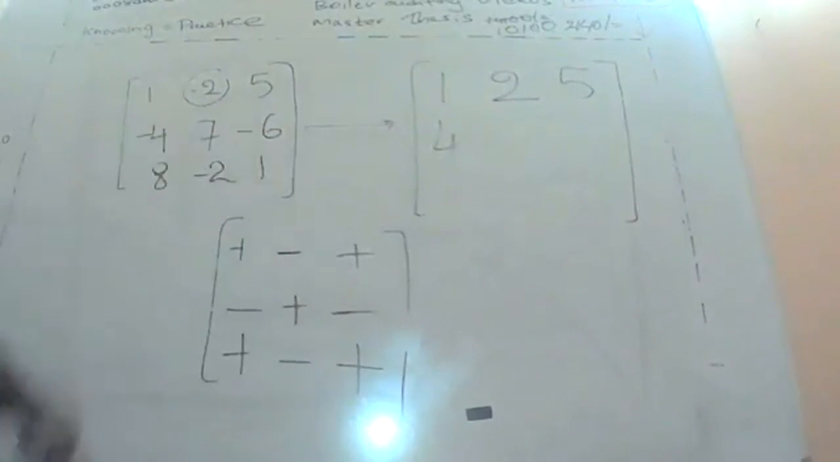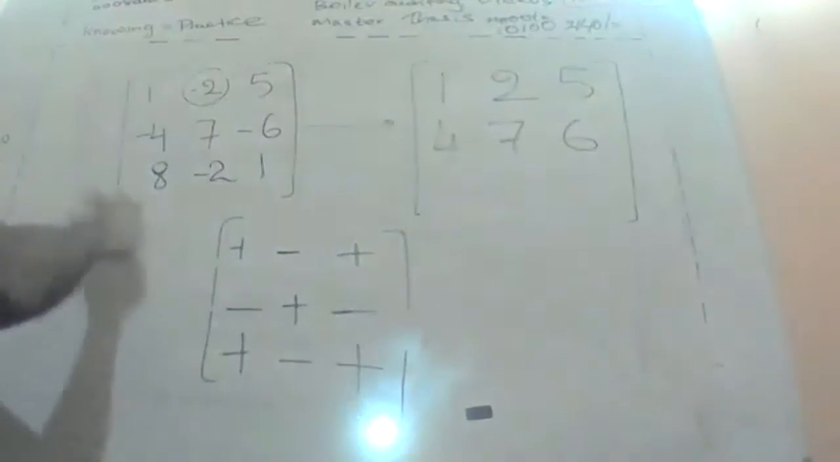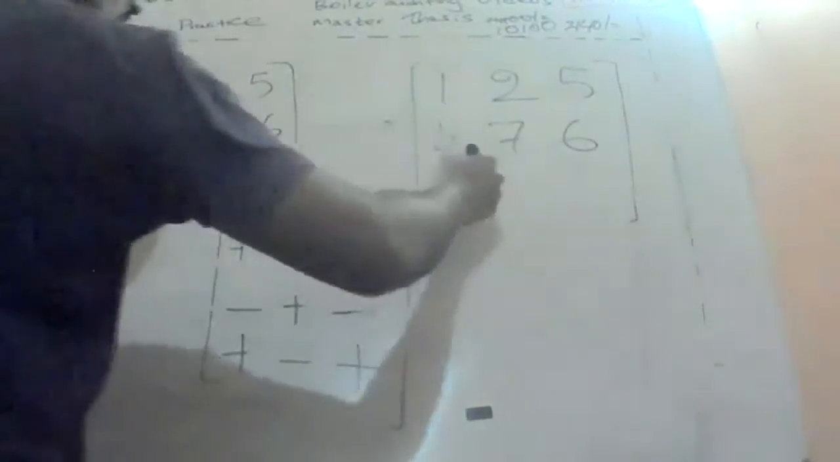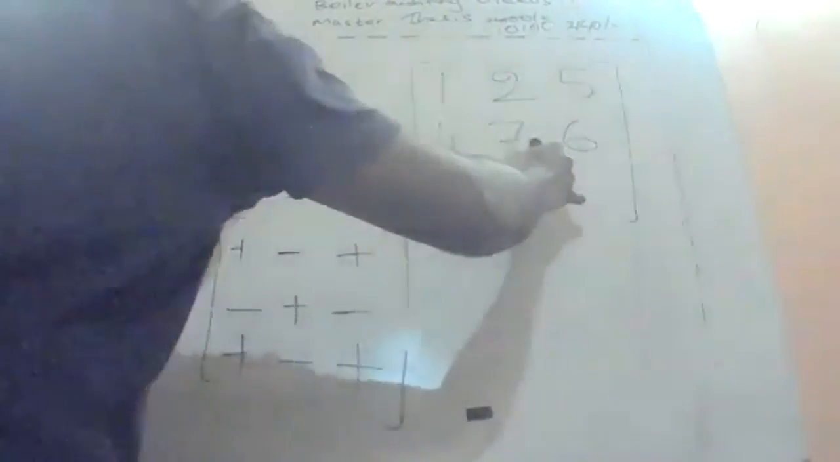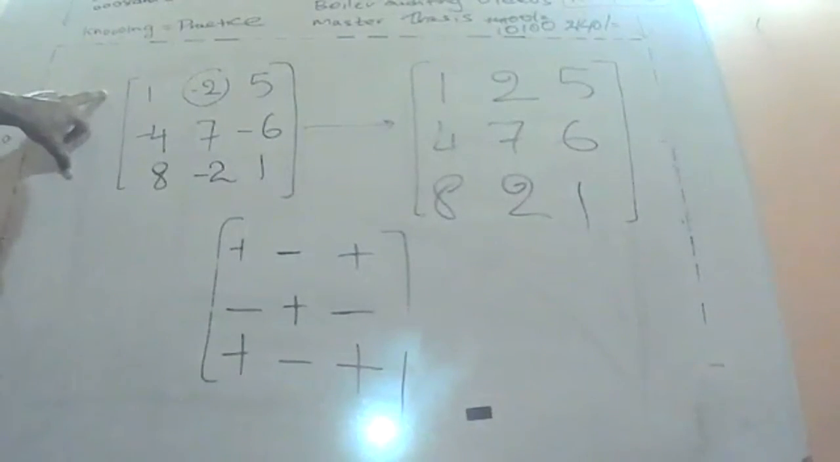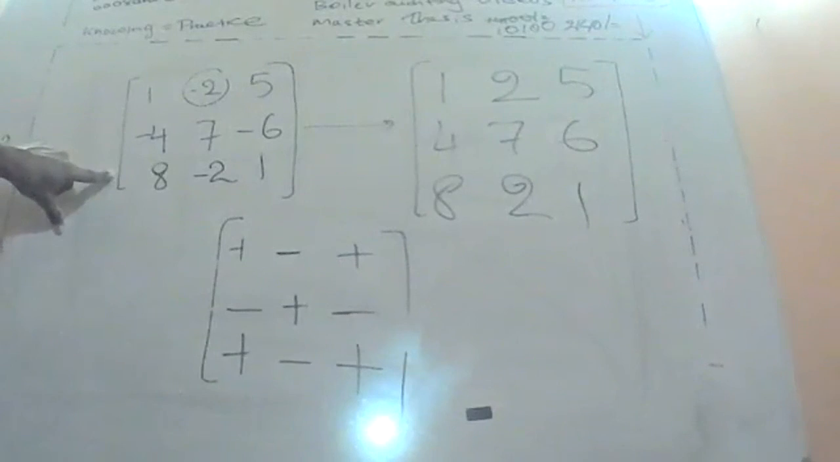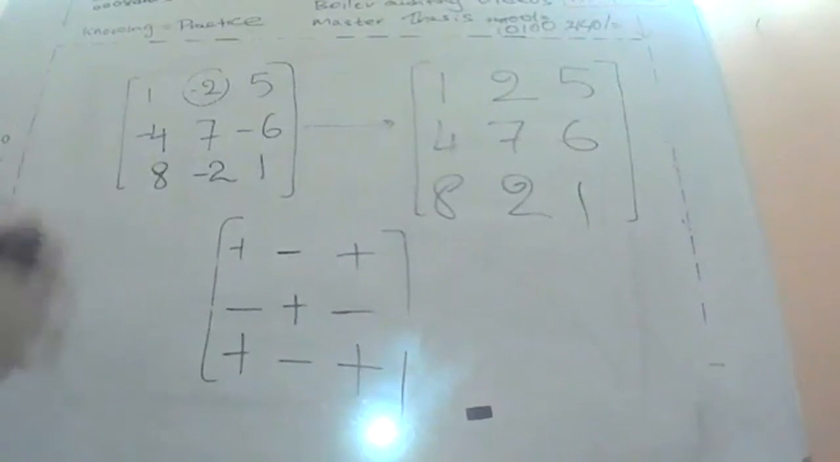This is positive 7, no doubt. Negative 6, negative into negative, positive, so 6. This is positive, positive, positive, so 8, no doubt. Here negative into negative, positive, so positive 2, and then positive 1. So let us check: 1, positive 2, 5, positive 4, 7, positive 6, and then positive 8, positive 2, 1. Right, so that is what I just wanted to teach you.